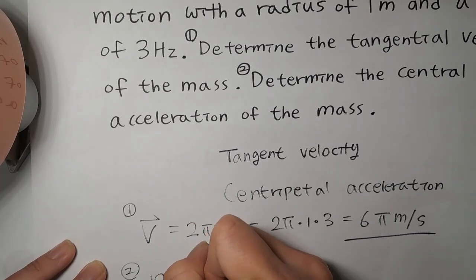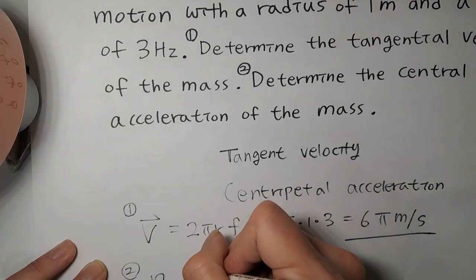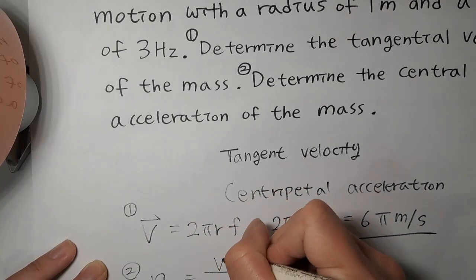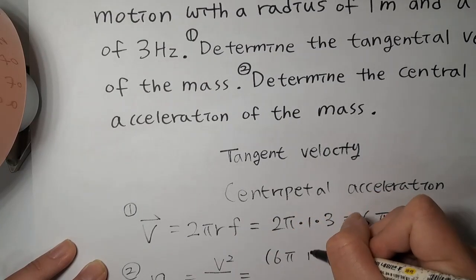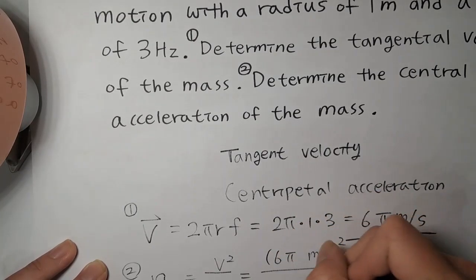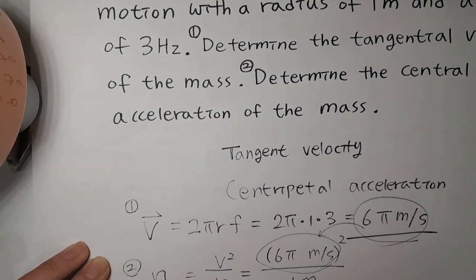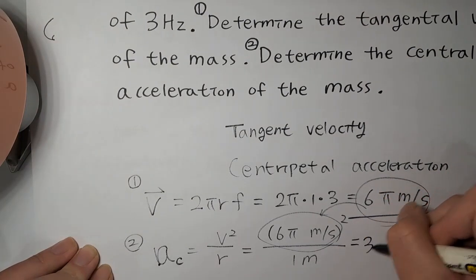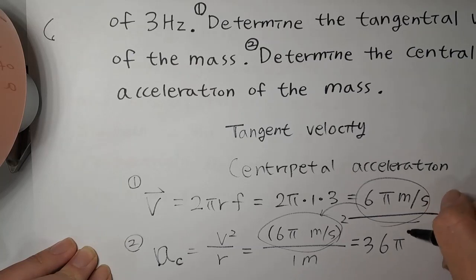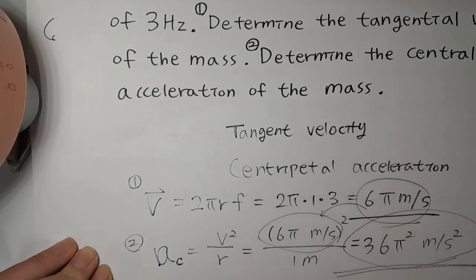And the centripetal acceleration is going to be this. And we are going to apply this. So the second answer is going to be 36 pi squared meters per second squared.